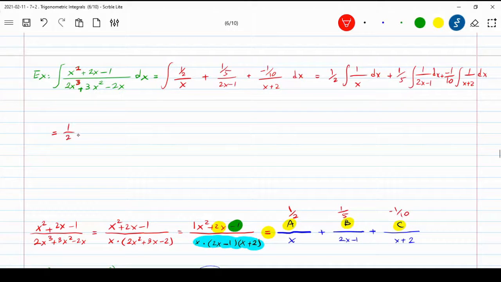The first one would be simply ln absolute value of x. The second one would have 1/5 still there. If you calculate this integral, you would have to do substitution. The numerator needs a 1/2, so you'll end up with a 1/2 ln absolute value of 2x minus 1. Again, as a practice, try these integrals. Make sure that you know how to calculate this. You just need to do substitution. You can call 2x minus 1 as u and integrate. And similarly, the last integral becomes minus 1/10 ln absolute value of x plus 2, plus some constant.